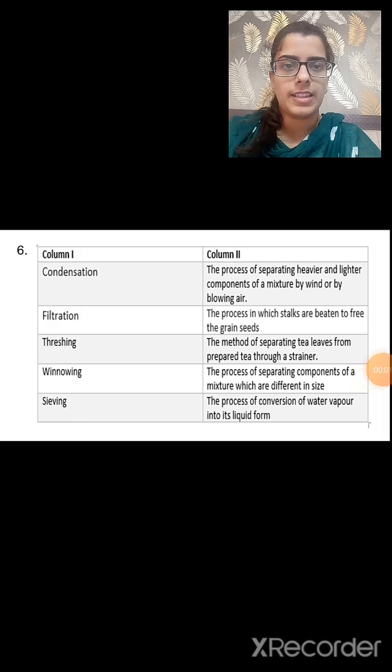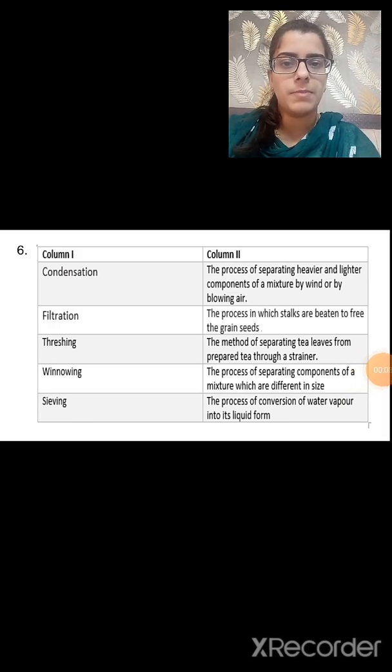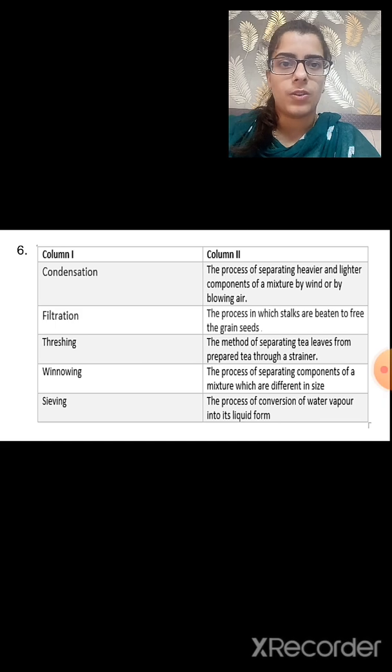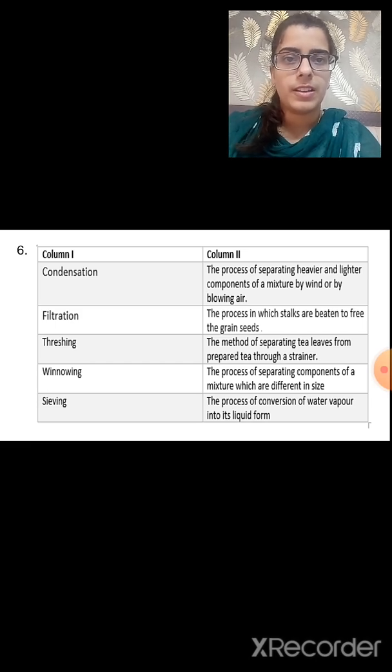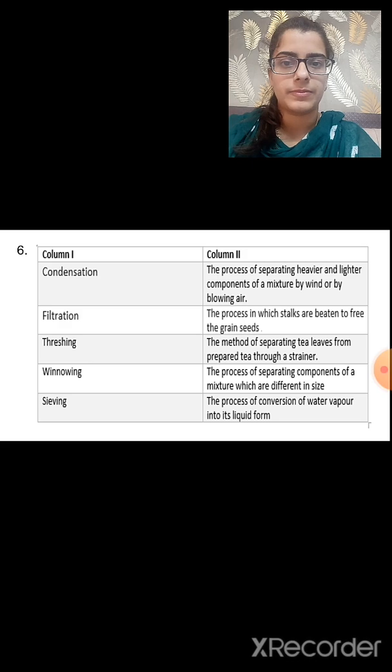Now let us have a look at question number 6. Question number 6 is in the form of match the following. Two columns are given to you, column 1 and column 2. Column 1 consists of the different methods that are used for the separation of substances. Now from column 2, choose which is the correct answer. Column 1 consists of condensation, filtration, threshing, winnowing and sieving.